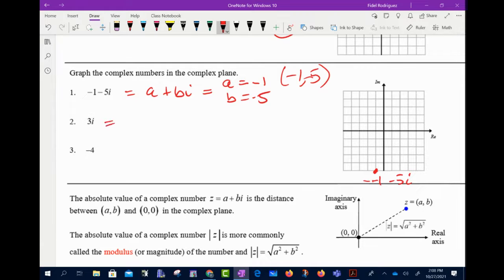All right, let's try the next one. So again, I'm thinking about these numbers in complex form, a plus bi. So what would you guys say, if the number I have is just 3i, what would you say the a would be equal to? 0, very good. What about my b? 3. So then it's kind of like I'm plotting the point (0, 3). So if we were going to plot the point (0, 3), we would just go from the middle, go up 3, 1, 2, 3, and then this would be the point 3i.